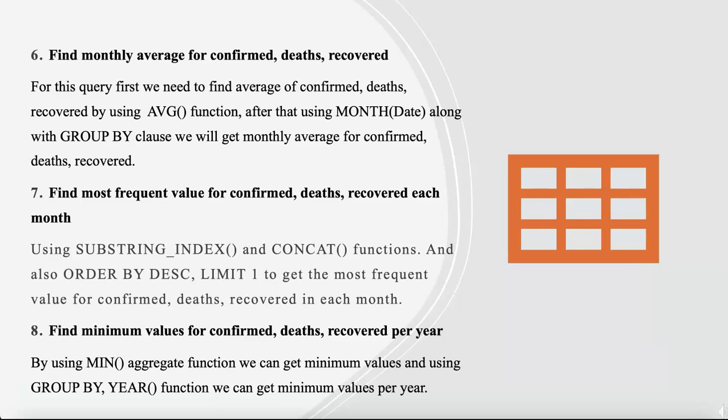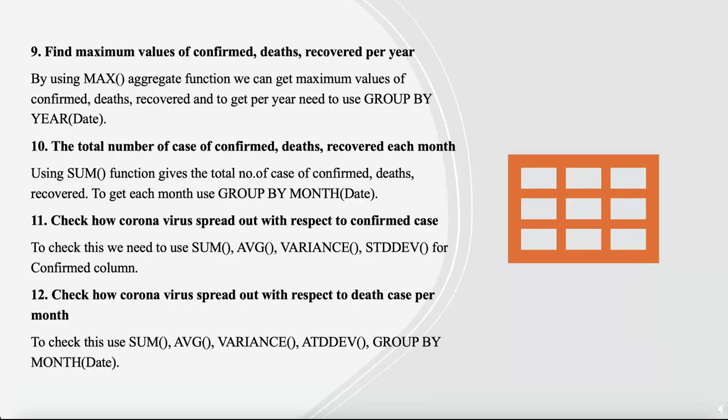That will give the minimum values per every year for these 3 columns. Ninth question asks find maximum values of confirmed debts recovered per year. So I use a max aggregate function as I have used it in the previous questions. This gives the maximum values of these 3 columns, and then they asked per year, so I used year function, and also I used group by clause to get the output.